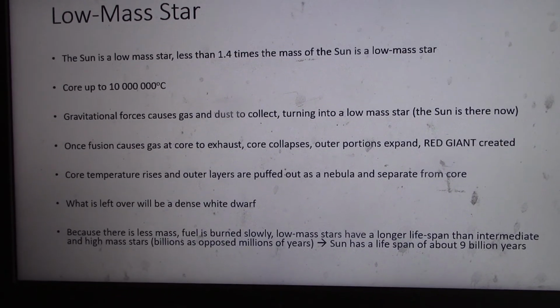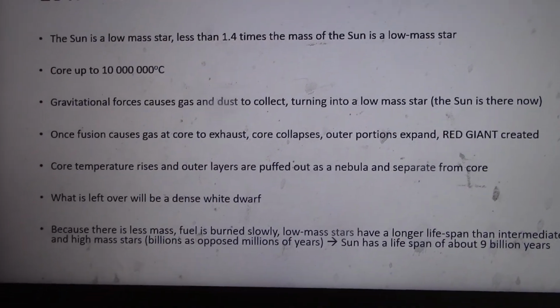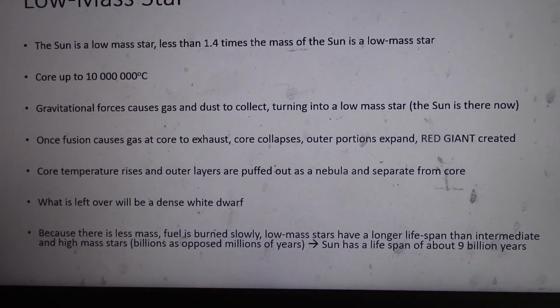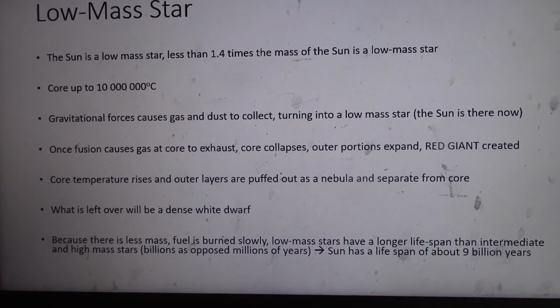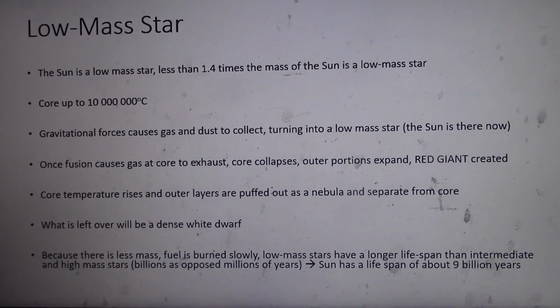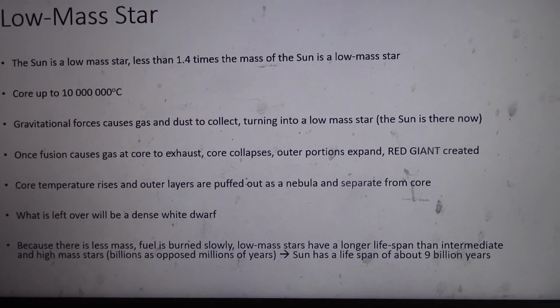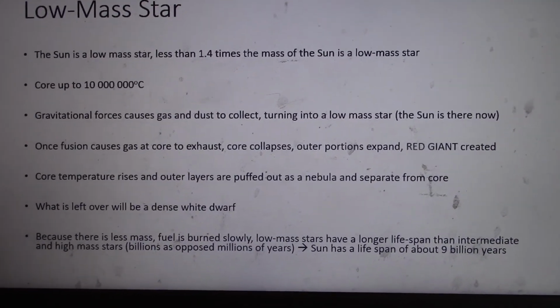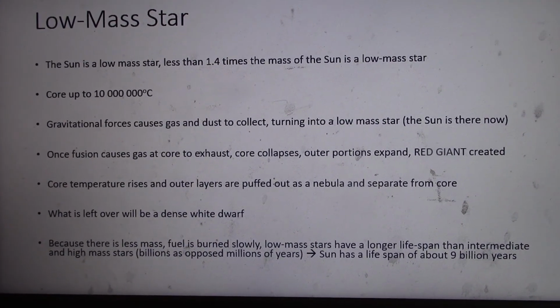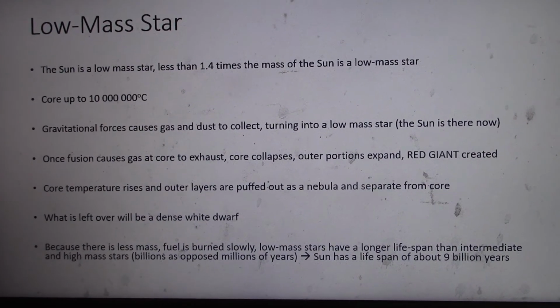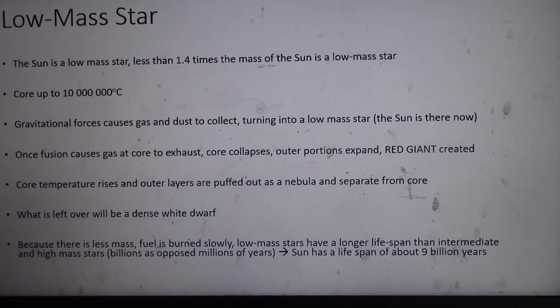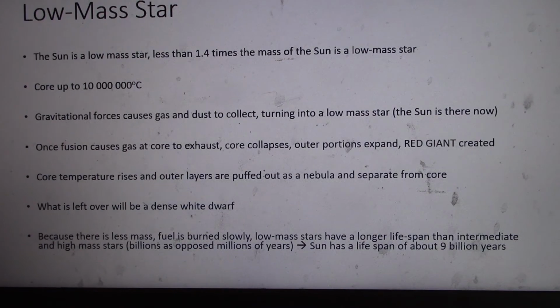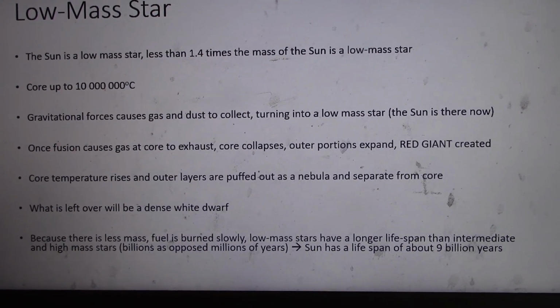Fusion happens, right? So fusion is the main fuel that causes stars to work. So once fusion has converted hydrogen to helium, the core collapses, the outer portion expands, and we have a red giant created. Core temperature rises, and the outer layers are puffed out as the star destabilizes. And what's left over will be a dense white dwarf.